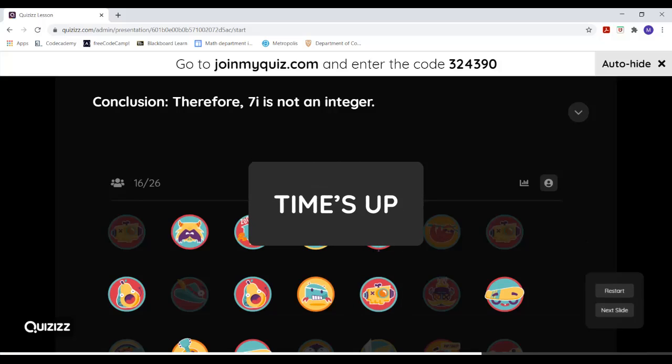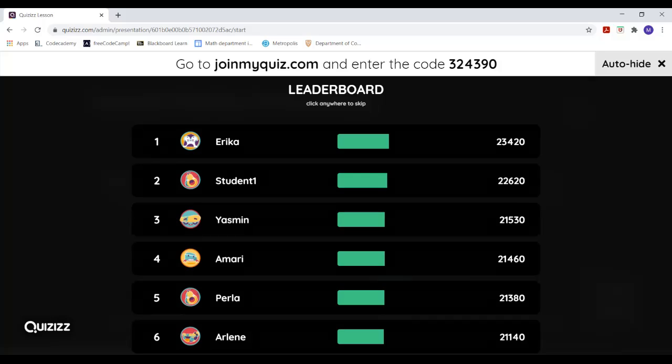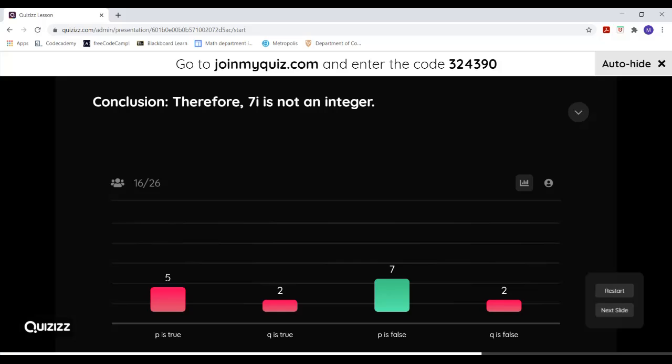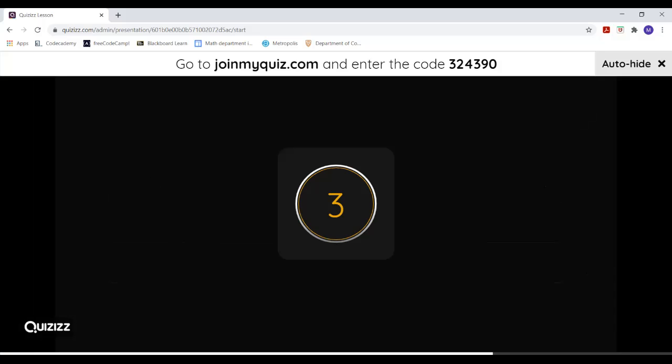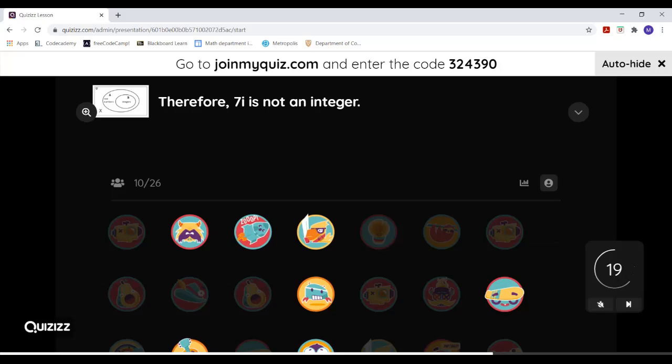So it should be P is false, I believe is what it should be. What does it say? P is false. That is what it says. And what does the next part say? We're looking at the conclusion now. We want to know whether this is a valid conclusion or not. So if that is where we're putting our X, can we conclude that 7i is not an integer based off of where that X is?